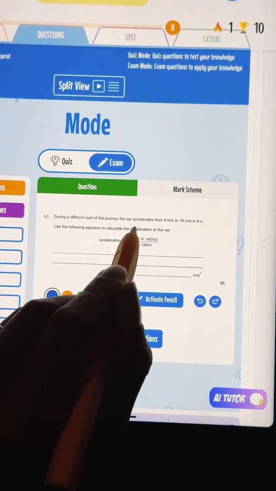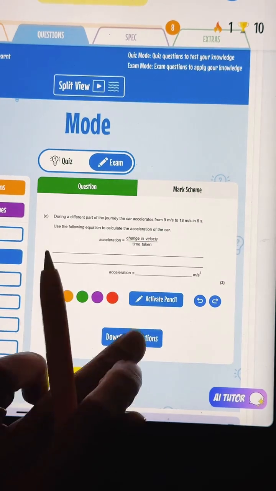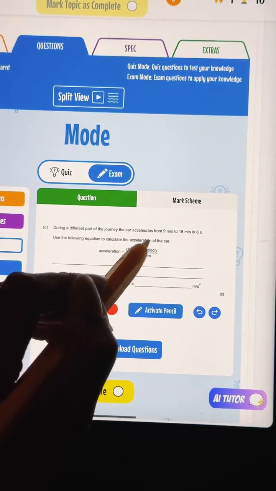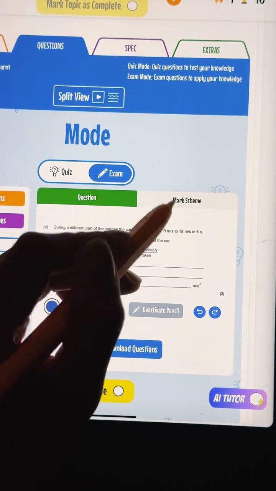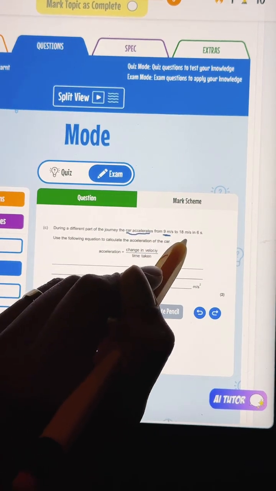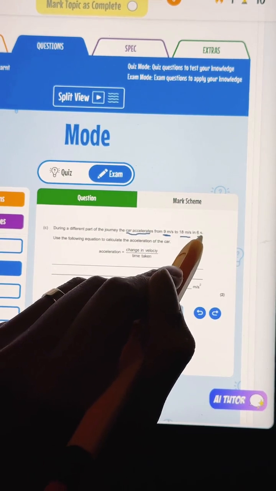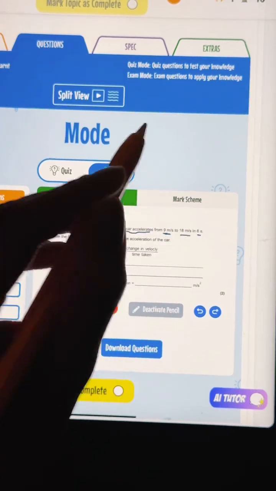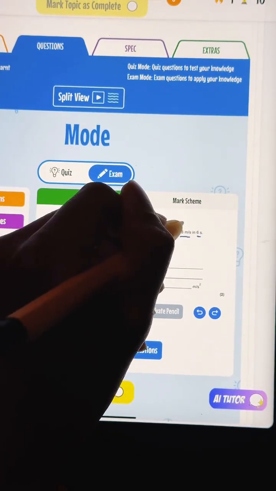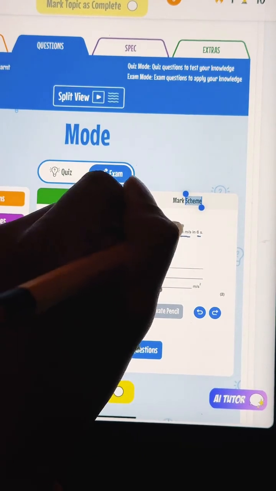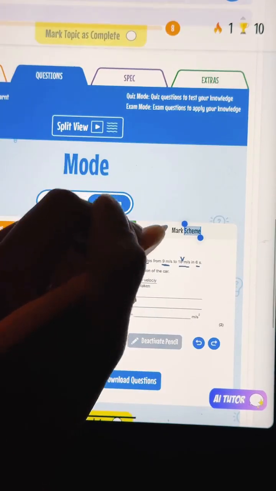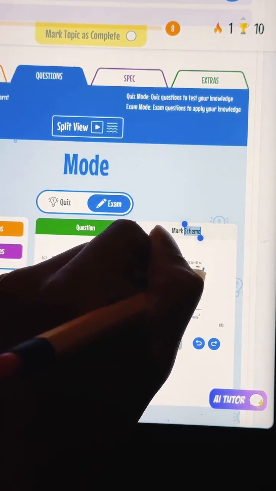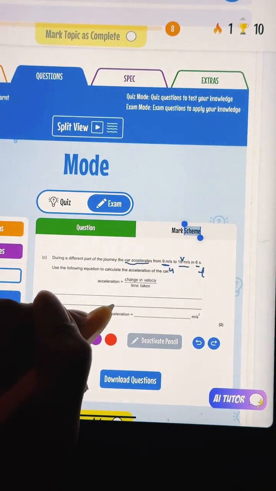Here it's talking about acceleration this time, and that's what they want us to find. So we have from 9 meters per second to 18 meters per second in 6 seconds. So what letters are those? Change in velocity is the difference between these two, or v minus u as I mentioned earlier. V is the final, so that's 18. U is the initial, so that's 9. Put it underneath. And 6 is your time, t. And we want to find the acceleration, a.